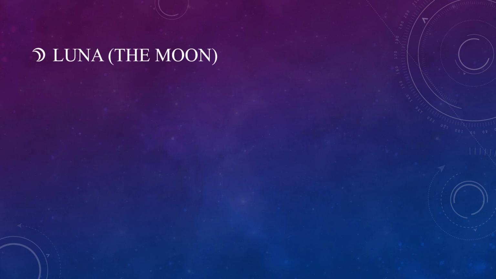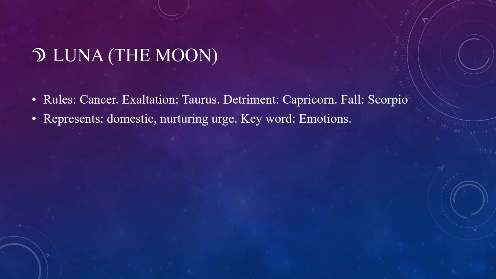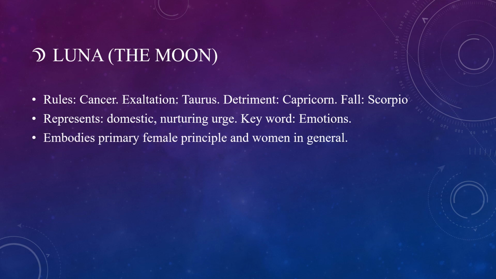First, we'll look at Luna, or the moon. The moon rules Cancer. It is exalted in Taurus. Its detriment is Capricorn, and its fall is Scorpio. The moon represents the domestic, nurturing urge, and its key word is emotions. The moon embodies the primary female principle and governs women in general.